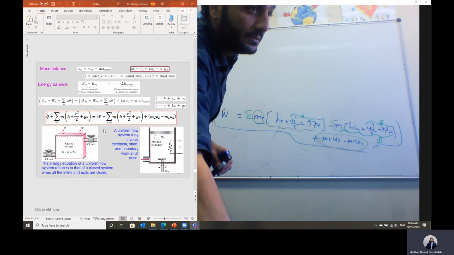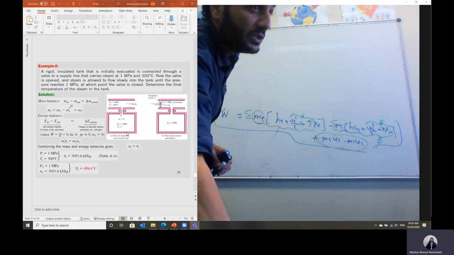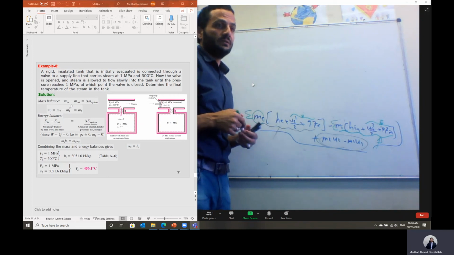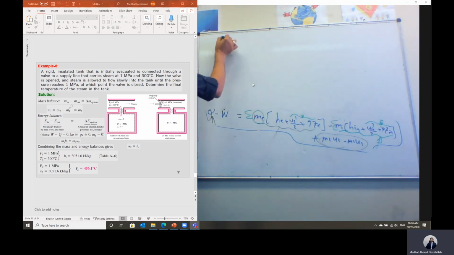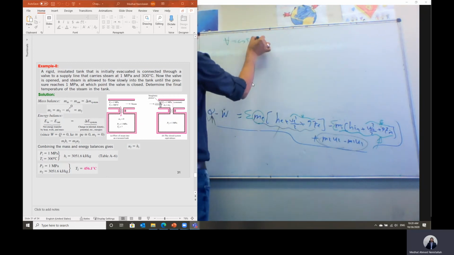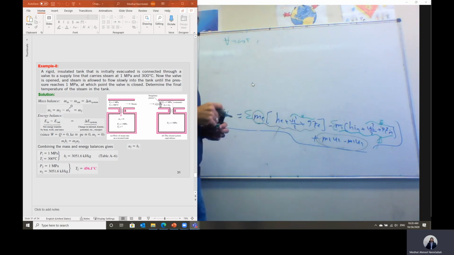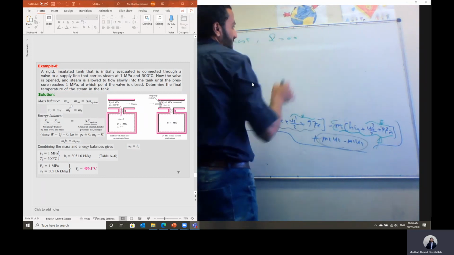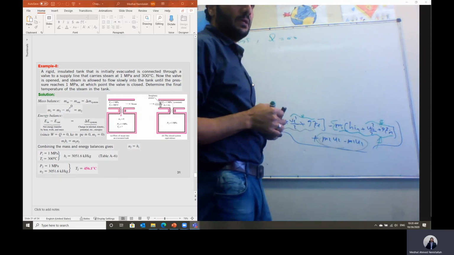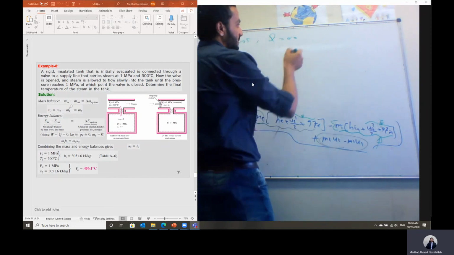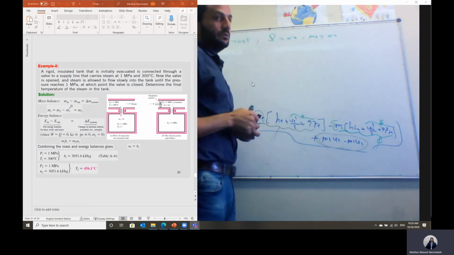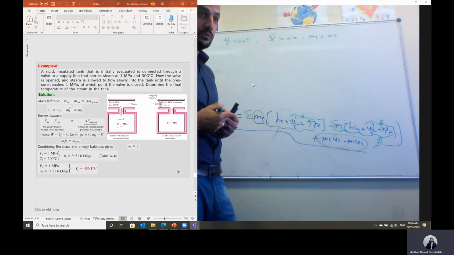This is what we said, and the equations that we have developed. Here in this case, I said we have a rigid insulated tank. Rigid means the volume of the tank is constant. Insulated tank means the heat transfer is equal to 0. Initially evacuated means the mass M1 is equal to 0, so the initial mass is equal to 0.